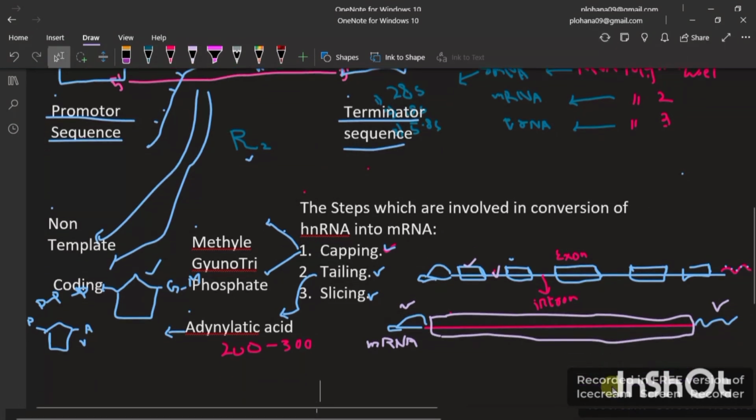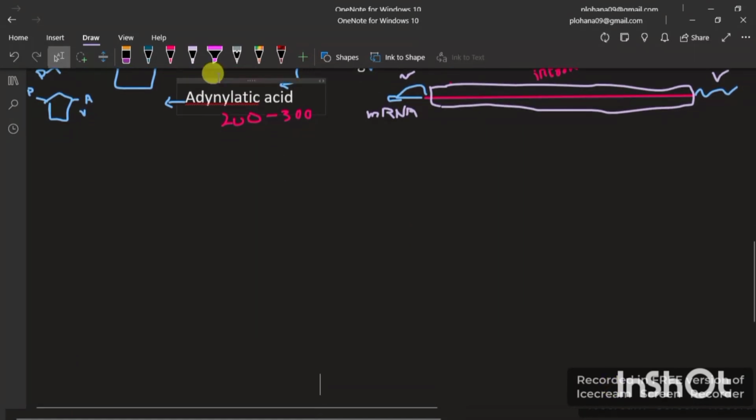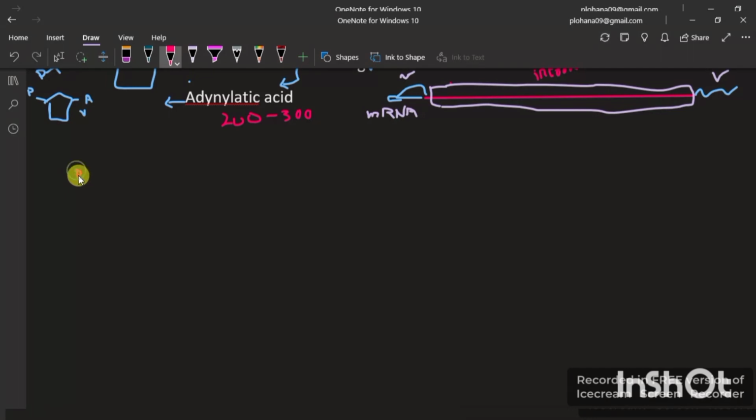So now let's see. As we know that RNA polymerase, I am not writing polymerase, but instead I am writing P. Alright. One is forming what? It is making rRNA, which is ribosomal RNA.